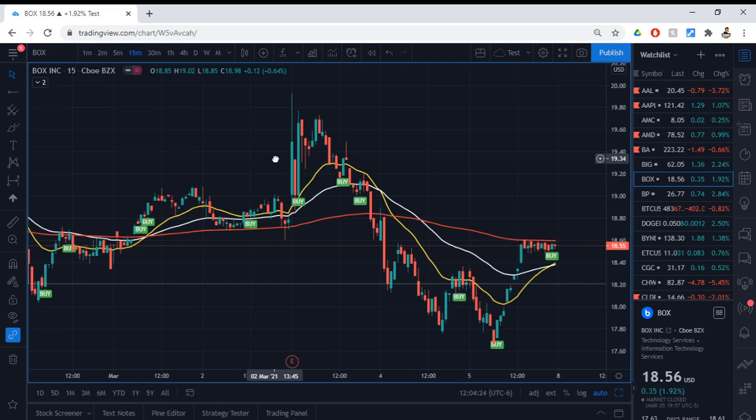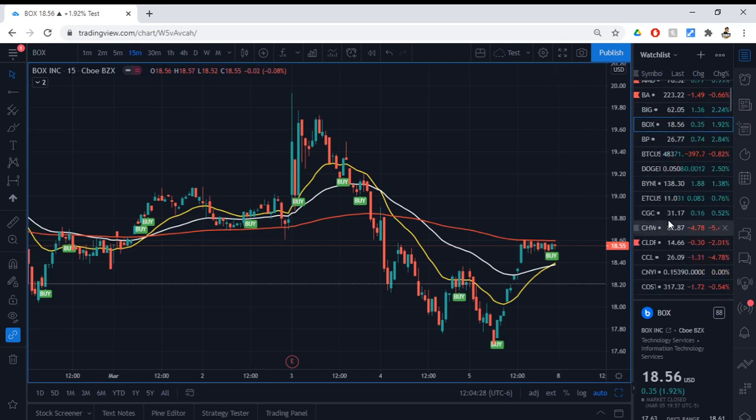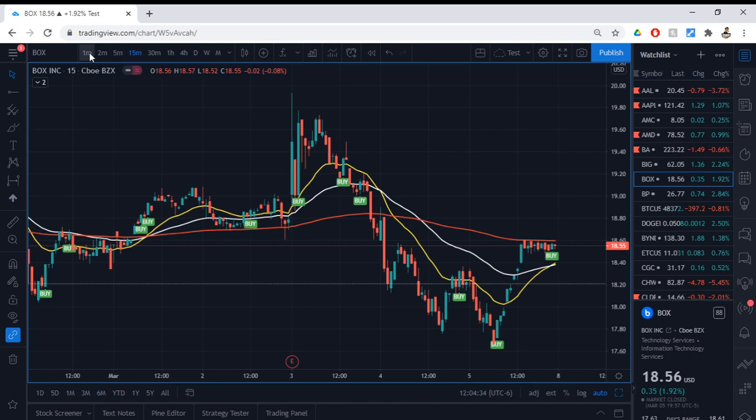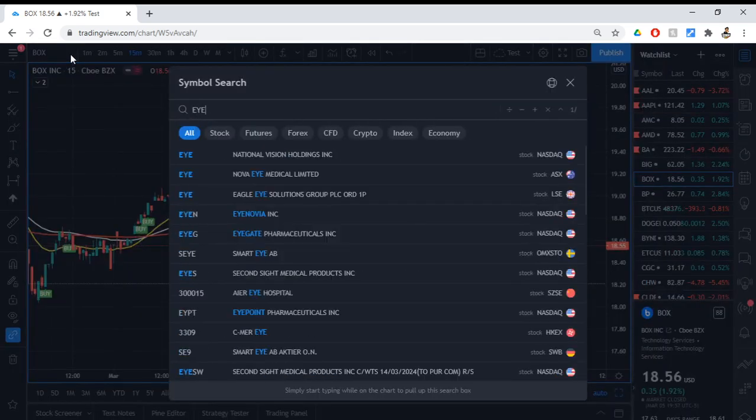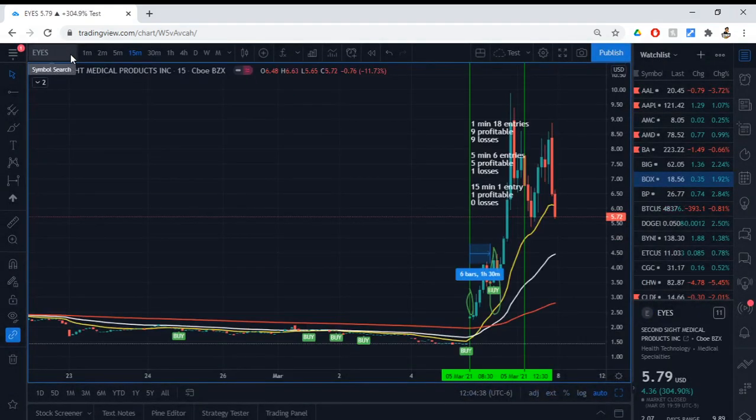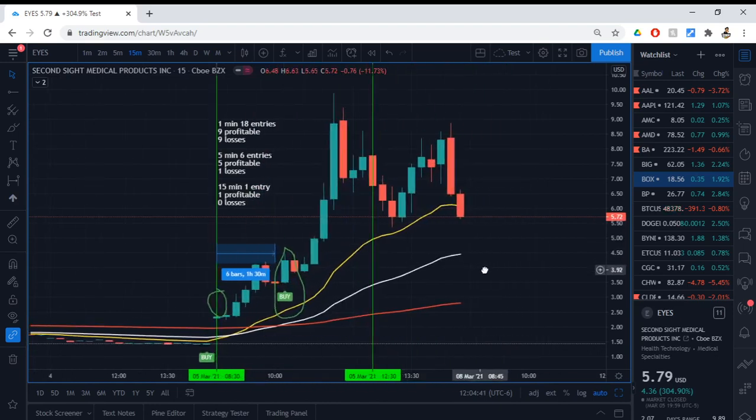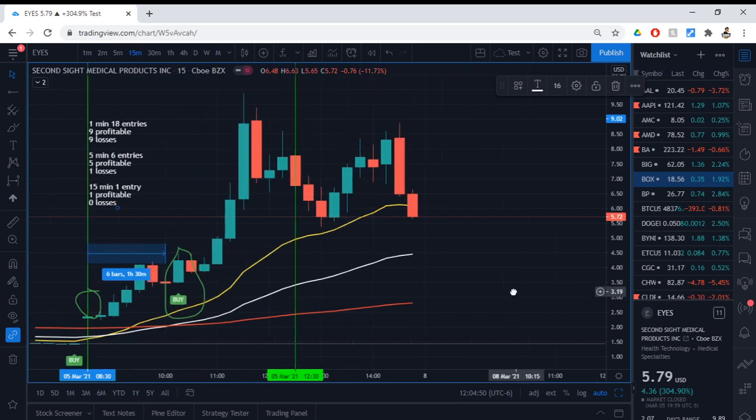Okay, so I think this concludes the tips and tricks for that. This is something very simple that anyone can use. Just adding the moving averages. I cover all time frames. It doesn't matter what time frame, whichever one you're comfortable with. You'll get entries on all time frames.